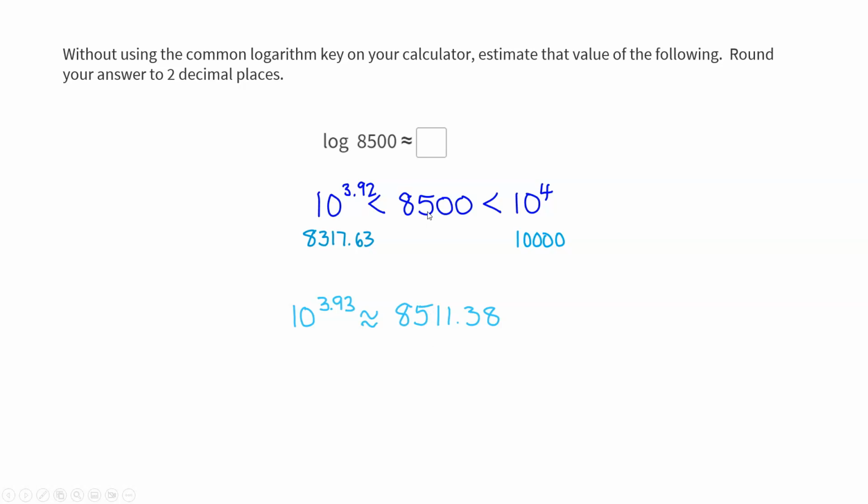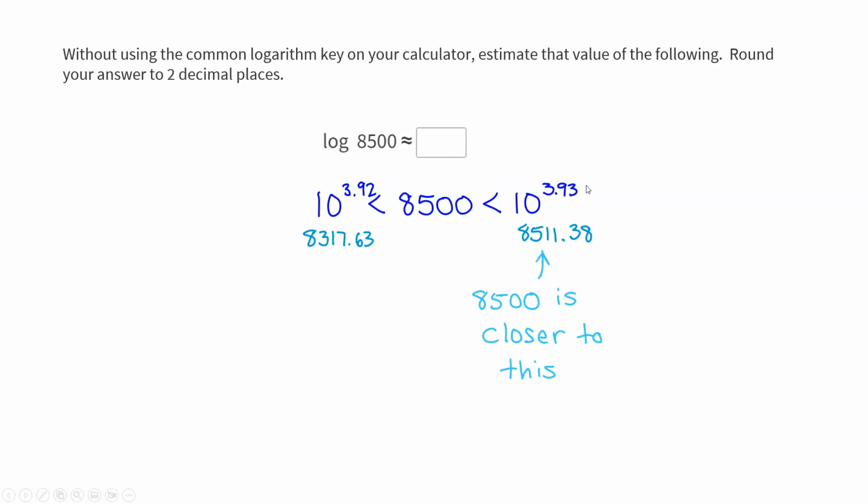And then when I do 10 to the 3.93 power, I get 8,511.38. This is now bigger than this value here, so I now know that 8,500 is somewhere between 10 to the 3.92 power and 10 to the 3.93 power, a lot closer to the 10 to the 3.93 power. Because of that, and the fact that this is looking for the exponent I would raise 10 to get 8,500, this should probably be about 3.93. Again, because 8,500 is a lot closer to this than it is to this. And so that's how you would estimate it without using the logarithm key on your calculator.